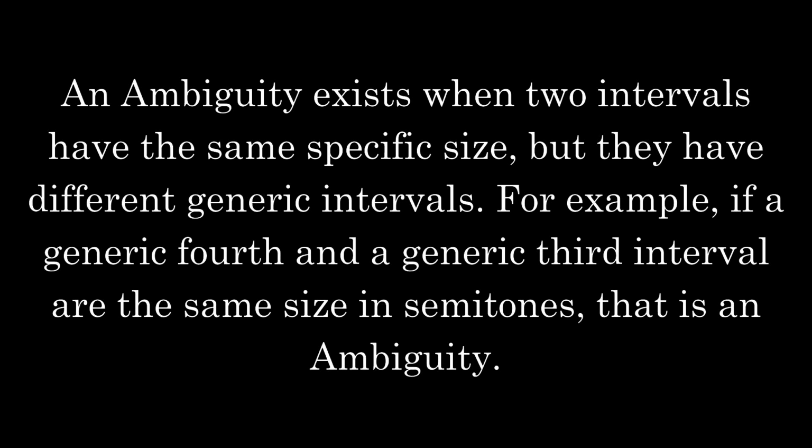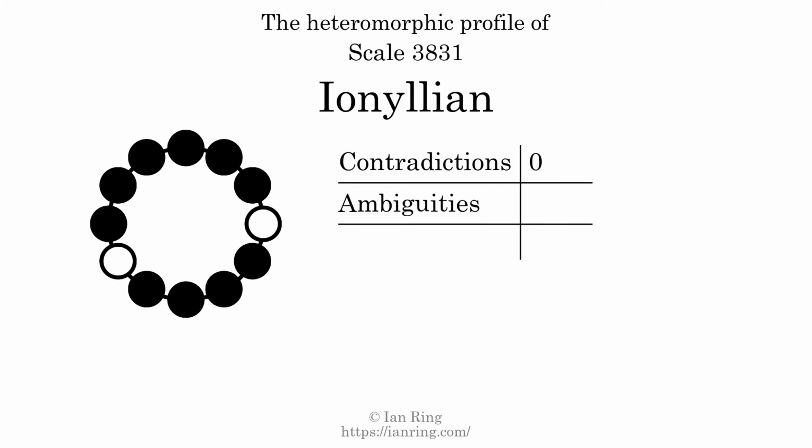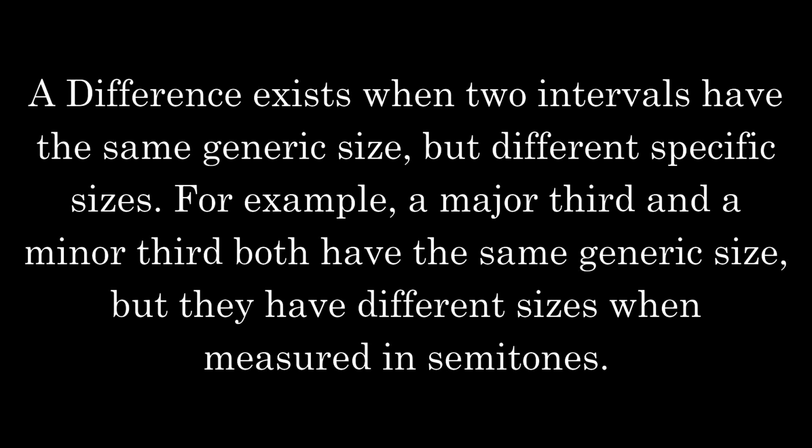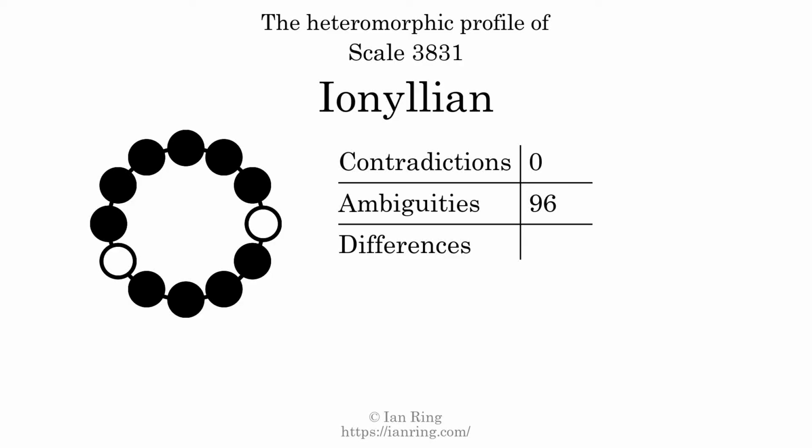An ambiguity exists when two intervals have the same specific size, but they have different generic intervals. For example, if a generic fourth and a generic third interval are the same size in semitones, that is an ambiguity. The number of ambiguities in this scale is 96. A difference exists when two intervals have the same generic size, but different specific sizes. For example, a major third and a minor third both have the same generic size, but they have different sizes when measured in semitones. The number of differences in this scale is 177.